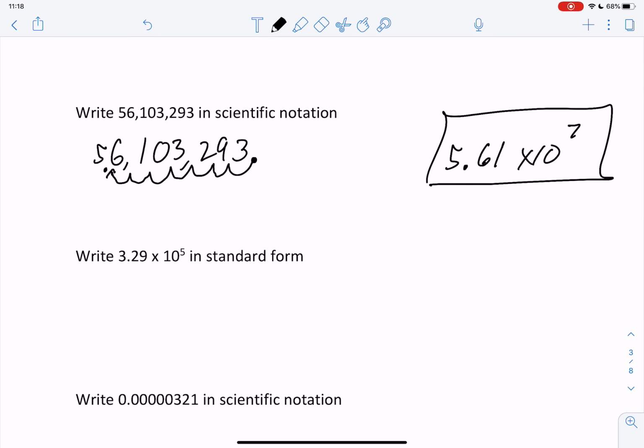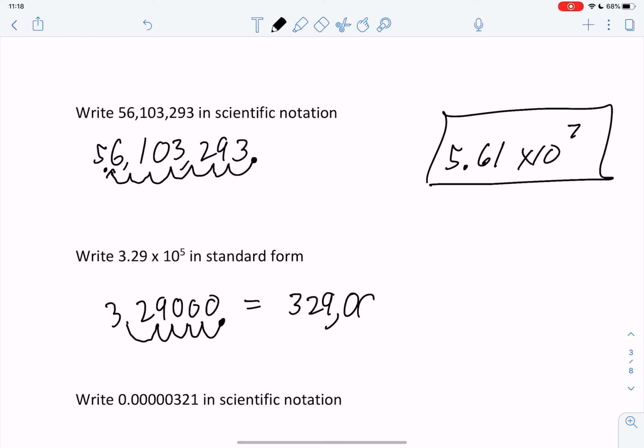All right, so then kind of like the opposite, write 3.29 times 10 to the 5th in standard form. So we're going to take this and move it over 5 times. 1, 2, 3, 4, 5. Fill them in with zeros, and we get 329,000.